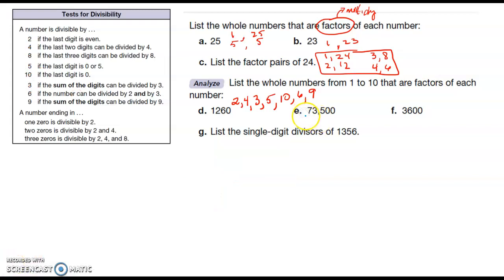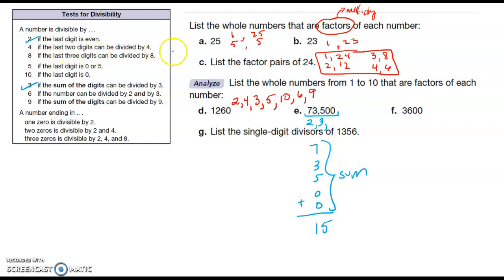All right, so for E, let's go back through our checklist again. A number is divisible by 2 if the last number is even. So we have 0, so that works out. So 2. Let's drop down to 3. If the sum of the digits can be divided by 3. So I have 7, 3, 5, 0, 0. This is going to be my sum. 7 plus 3 is 10, plus 5 is 15. That is divisible by 3, so I'm going to put that there.